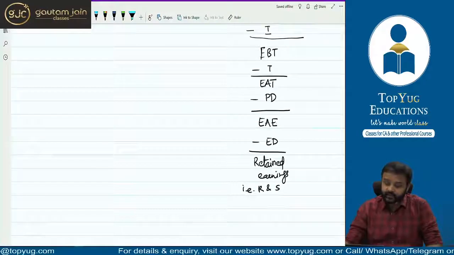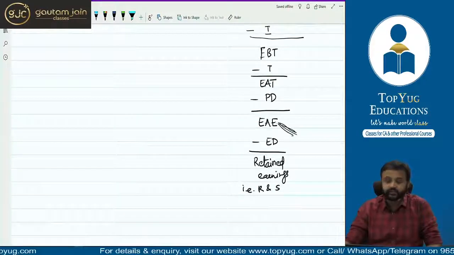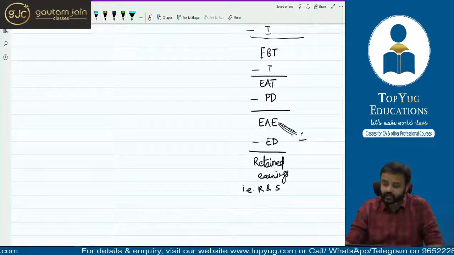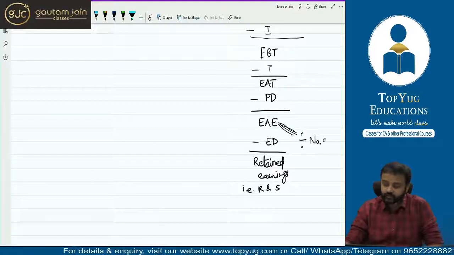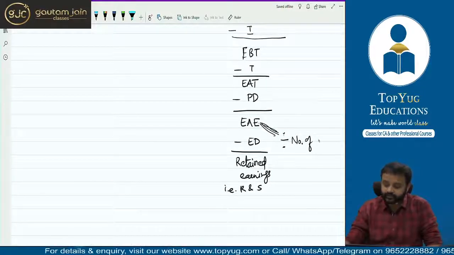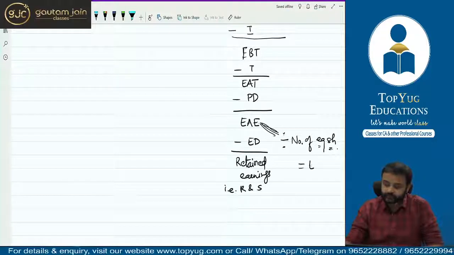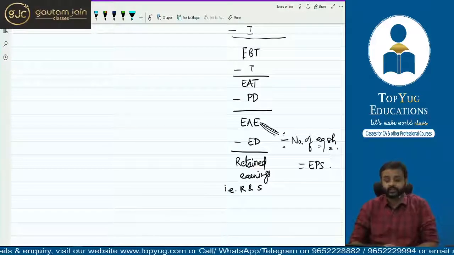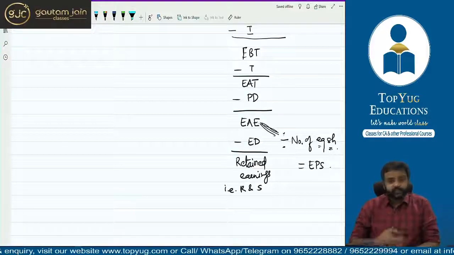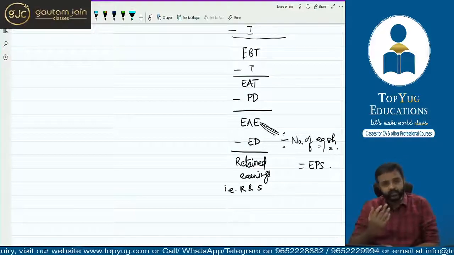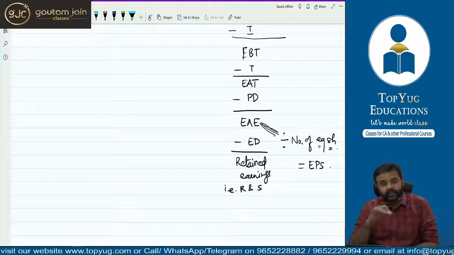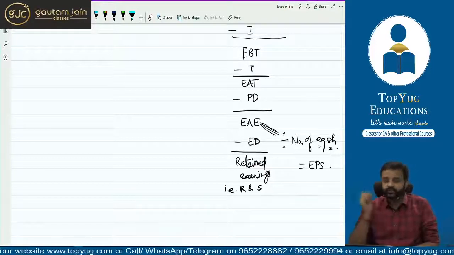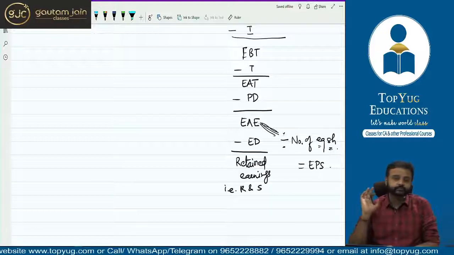Now, in case of this earnings available for equity shareholders, instead of subtracting equity dividend, if I divide this by the number of equity shares, then what do we get? We get earnings per share, which is in short EPS, correct? So instead of subtracting equity dividend, we can divide it by the number of equity shares, so that we arrive at earnings per share.